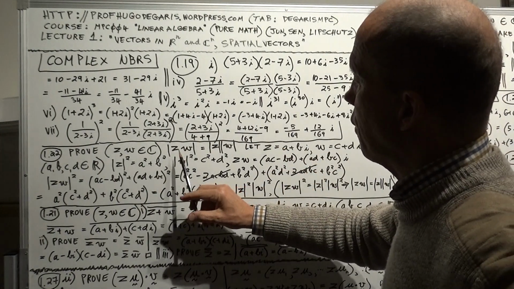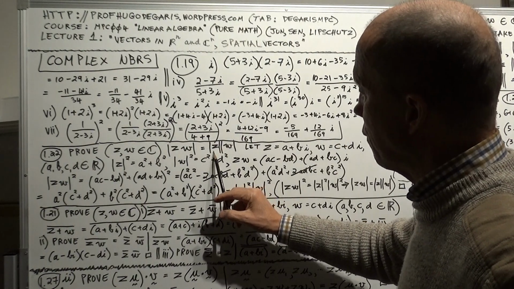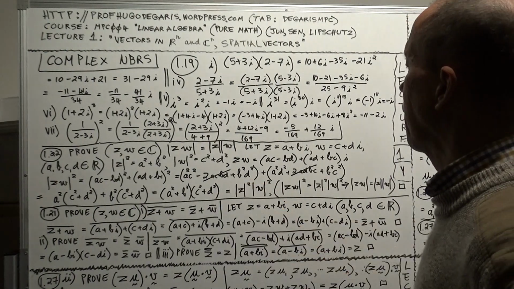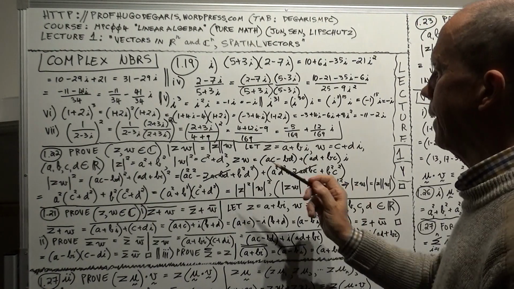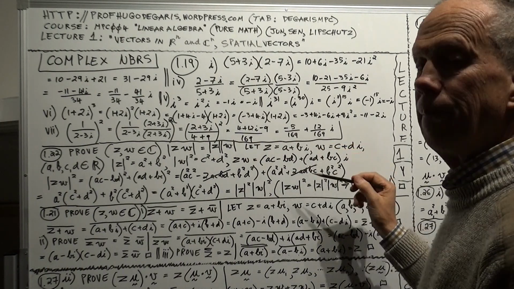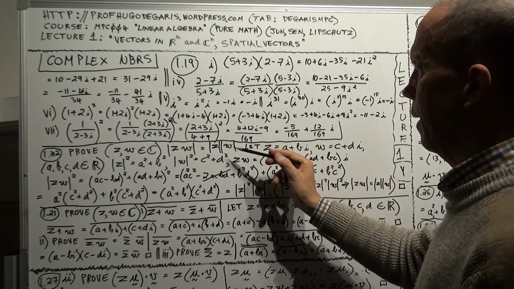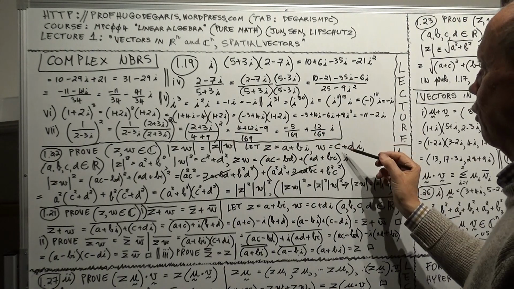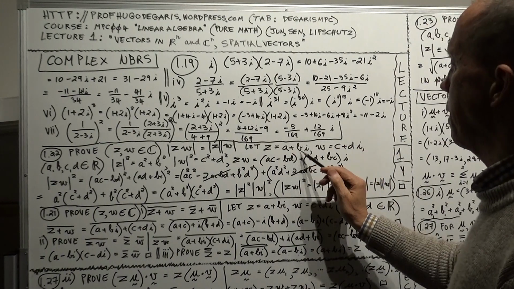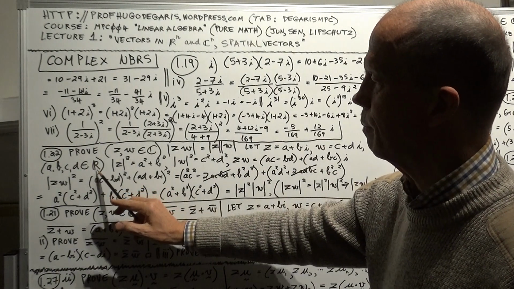Alright, so we have to prove that the mod of the product of two complex numbers equals the product of the mods of the two complex numbers separately. So how to prove that? Well, let z take the general form a plus bi, just a random complex number, and w, another random complex number, take the form c plus di. Okay, and these numbers a, b, c, and d are all reals. They belong to the set of real numbers, they belong to R.